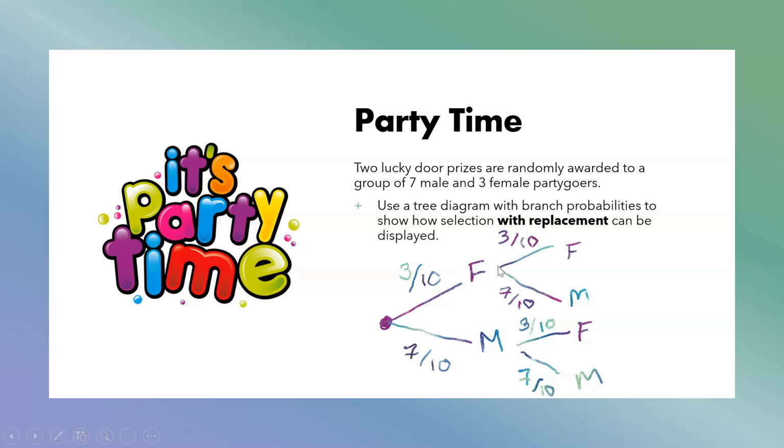All right. Then our second door prize, we're with replacement, so the person's been put back in. There's a 3 out of 10 chance that it would then go to a female, 7 out of 10 chance a male. The same there. Just look at that, see that that makes sense.